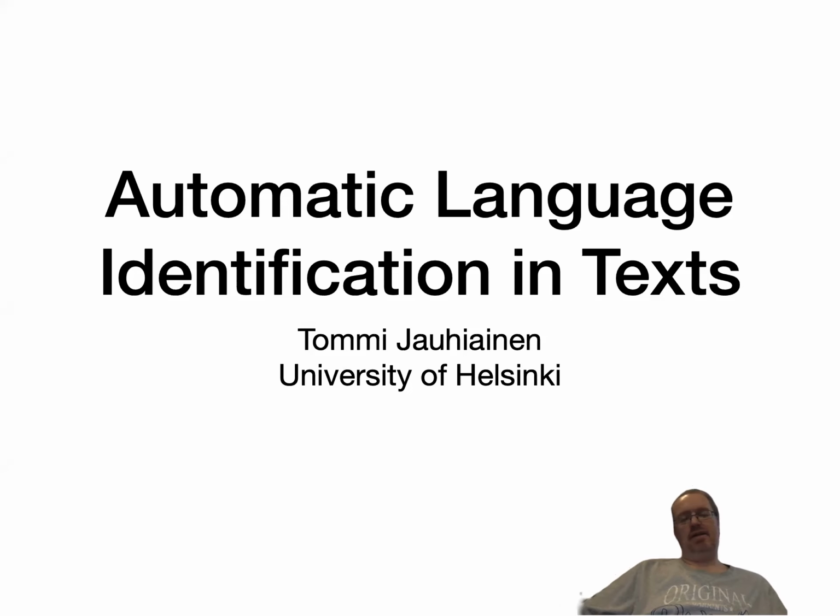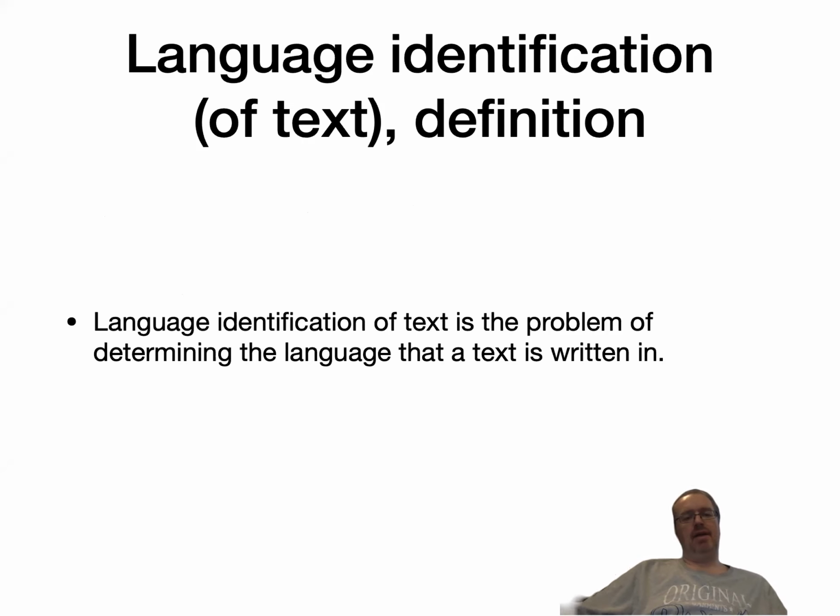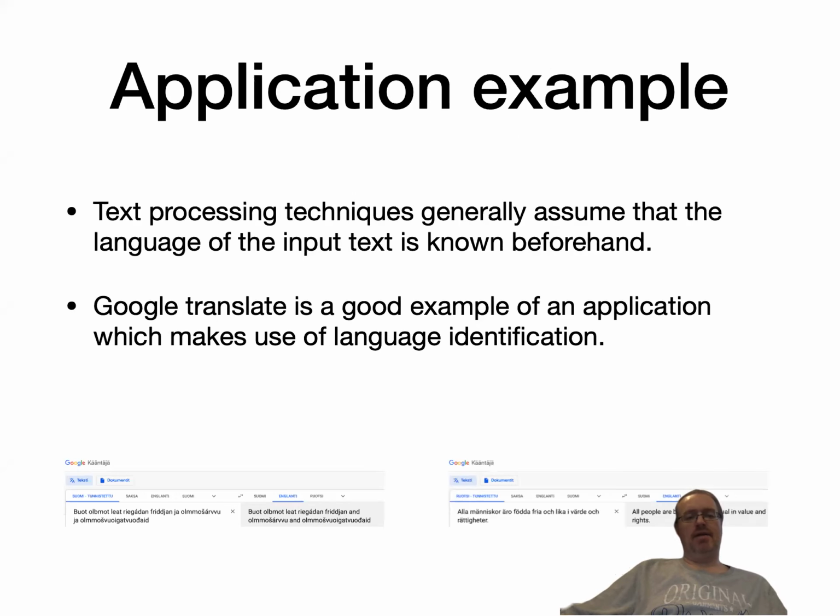I'm here telling you about automatic language identification in texts. Language identification of text is the problem of determining the language that a text is written in. Text processing techniques generally assume that the language of the input text is known beforehand. Google Translate is a good example of an application which makes use of language identification.